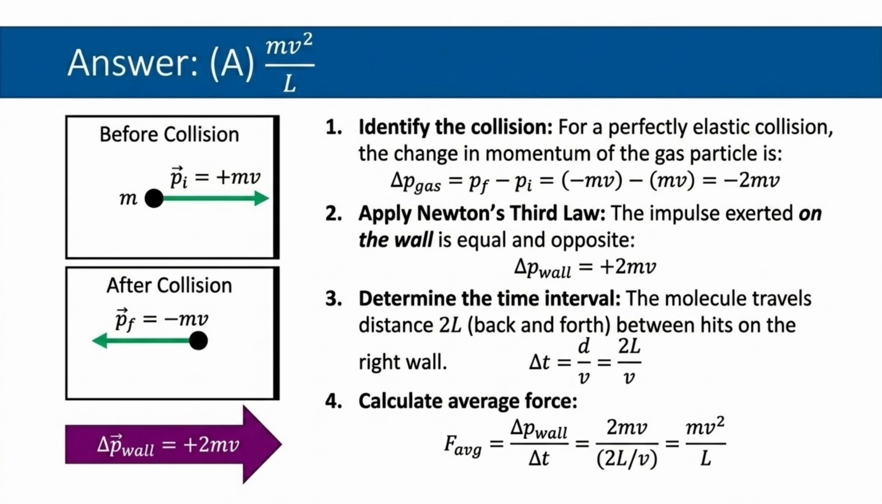Now, how often does this happen? The molecule has to cross the box and come back, a round trip of 2L, traveling at speed v. So delta T equals 2L over v. Divide impulse by time, so 2mv divided by 2L over v. The 2's cancel and the v's combine, and out pops what? mv squared over L. That's pressure being born one collision at a time.